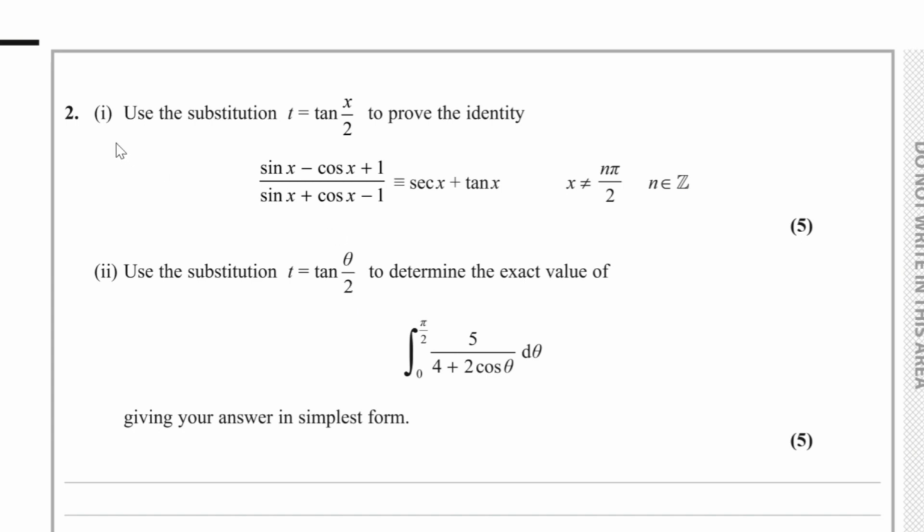Question number 2. For the first part, we have to use the substitution t equals tan of x upon 2 to prove the identity sin x minus cos x plus 1 divided by sin x plus cos x minus 1 being equivalent to sec x plus tan x, where x doesn't equal n pi over 2, where n is an integer.